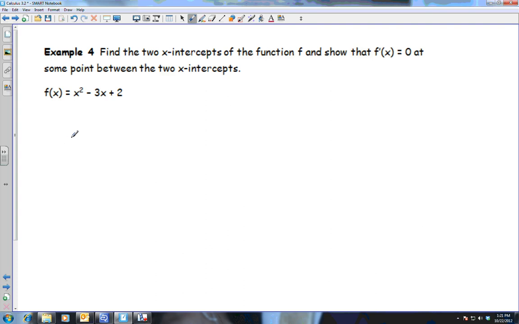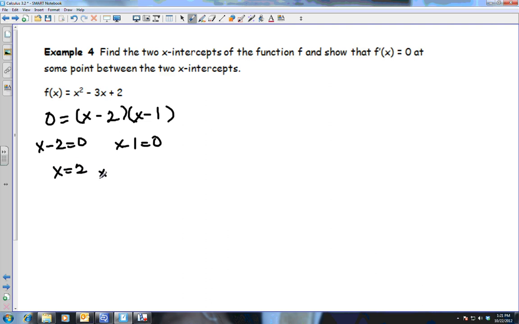So first of all, I'm going to find the x-intercepts. There's lots of ways you can do this. You can graph this, see where it crosses the x-axis. I can use the quadratic formula. This is easily factored though. I can factor this, set it equal to 0, and solve. I know that x and x go here, my signs are the same, and they're minus. Factors of 2 that when I add them I get 3: 2 and 1. Then I set each factor equal to 0. So x equals 2 and x equals 1.